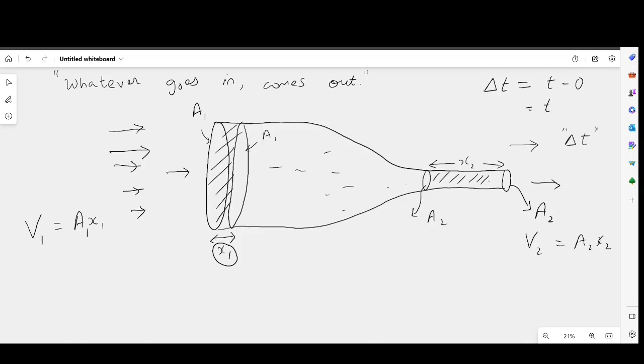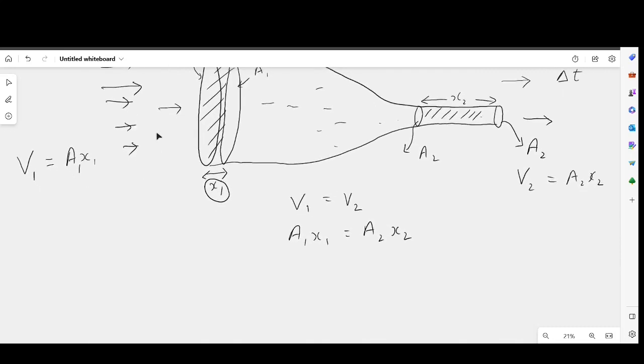Now based on our sentence that we wrote, whatever goes in comes out, we can safely write that V1 is equal to V2, because these are the volumes involved which take the same amount of time to go in and come out. So we have here V1 is equal to V2. So further we can write A1 x1 is equal to A2 x2. Let me create some space.